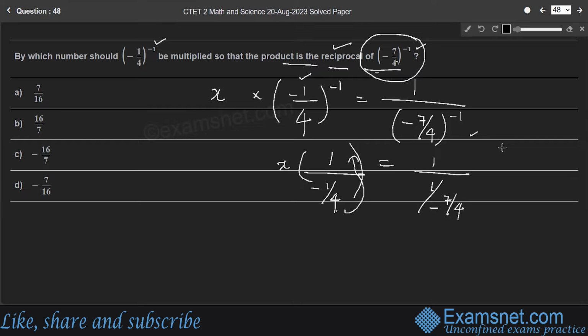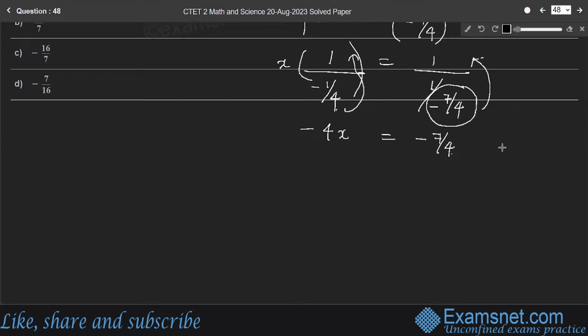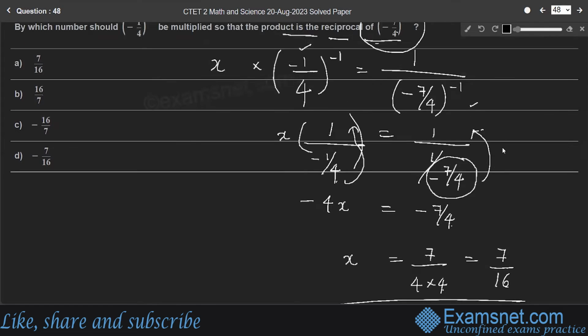So it goes to the numerator, it becomes minus 4x is equal to, so in the right hand side part, the denominator of the denominator is the whole part minus 7 by 4. So this part goes to the numerator, right? Therefore, minus 4x is equal to minus 7 by 4. Therefore, minus and minus will get cancelled. We have x is equal to 7 by 4 into 4, which is equal to 7 by 16. So the value of x is 7 by 16.